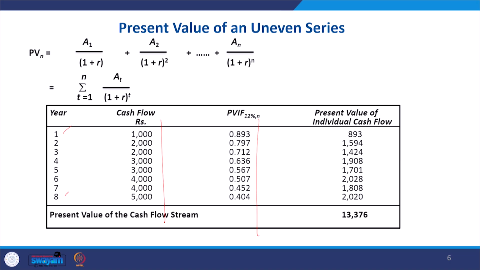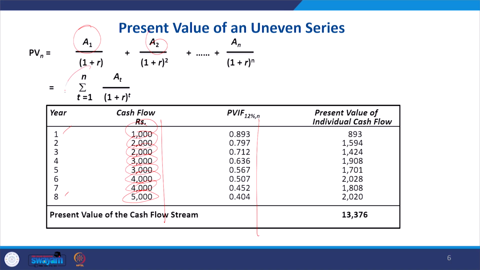So in the first year the cash flow is 1000, 2000, 2000, 3000. Multiplying it with the present value interest factor, where the cost of capital is 12% and the number of years is given to us. So the first cash flow coming to us is A1, this is 1000, A2 is the 2000, A3 will be the 2000, A4 will be the 3000, A5, then A6, A7 and A8. So AN you can call it.